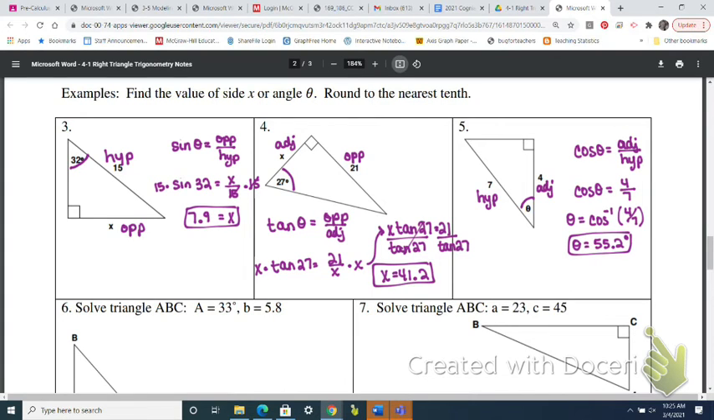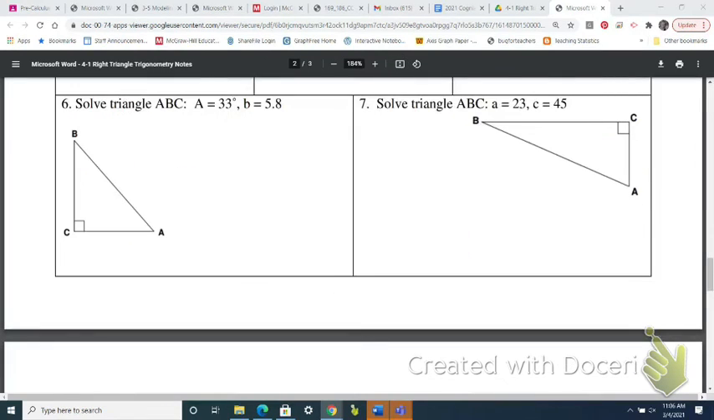Okay, let's look at the last two, which is solve the triangle. So on this last section, it says solve the triangle. So we need to find everything that we are missing. So in the first one, I first look at my angles. I have angle A. I have angle C. So angle A is 33 degrees. C is a right angle. B is what I'm missing, so I need to find angle B.